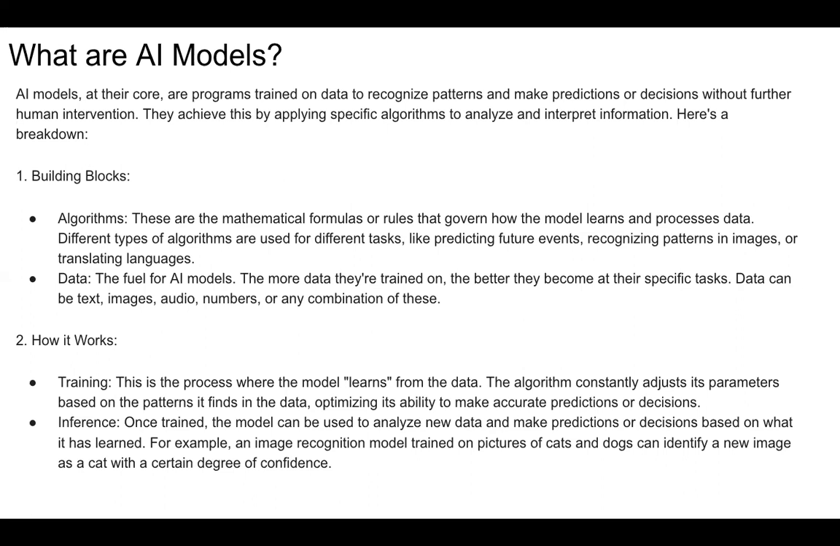And what do they do after being trained on the data? They recognize patterns. You can make predictions. You can make decisions based on past data without any human intervention. They achieve this by applying specific algorithms to analyze and interpret the information. So they are the building blocks of AI.